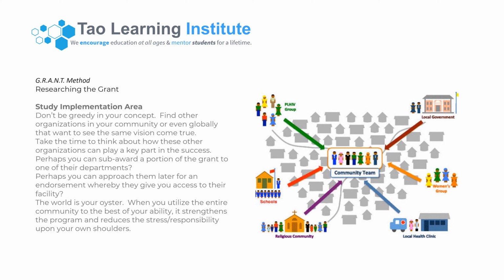Perhaps you can subaward a portion of the grant to one of the other departments, so you don't have to take on that burden 100% yourself. You can even approach them later for an endorsement where they'll give you access to their facility, their tools, or even their staff. So the world is your oyster. When you utilize the entire community to the best of your ability, it strengthens the program and reduces the stress and responsibility upon your own shoulders.